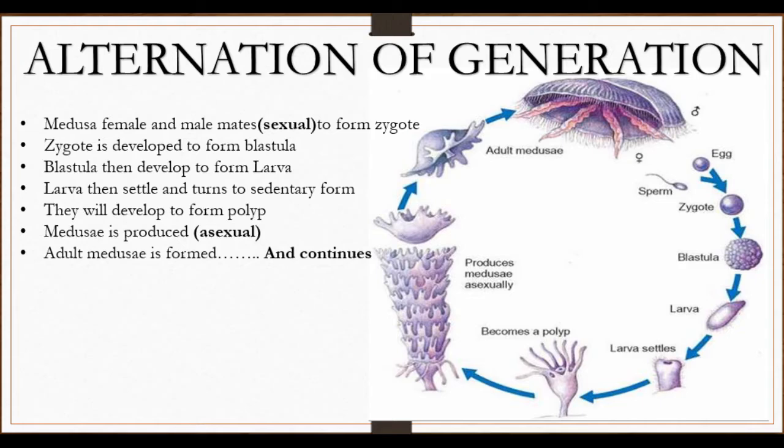Just take the first picture, that is the mating of a male and female medusa. The sperm and the egg from these medusas are fertilized to form a zygote. Then these zygotes develop to form a blastula, then they form larvae, and later the larva will settle down to form a sedentary polyp. Then these produce medusas asexually to form an adult medusa. This will continue for the generation of the next formation.